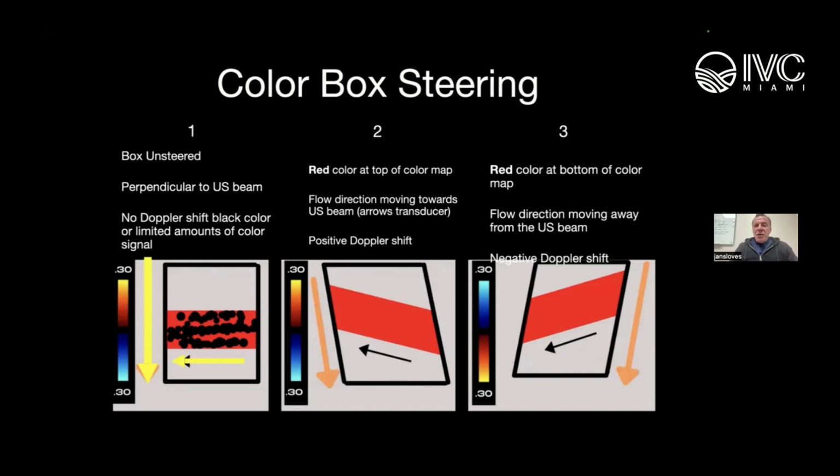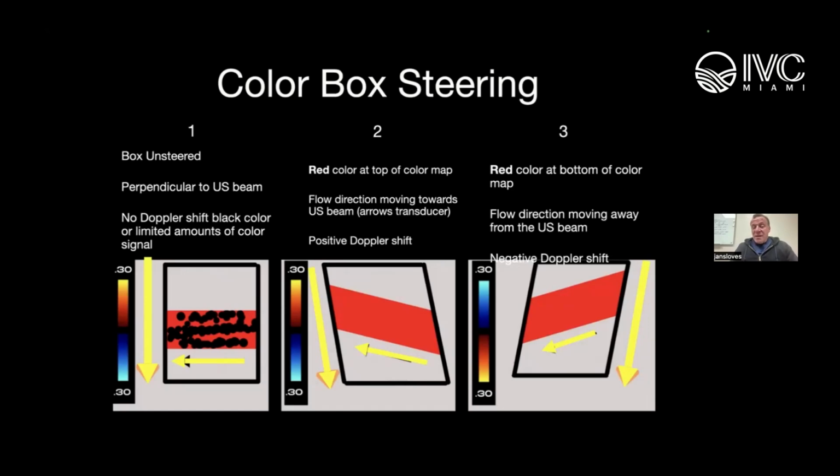In number two here we can see how the box is steered, right? The flow direction moves towards the ultrasound beam, right? So we got the vessel color coded in red and it's towards the transducer. And then here we can see that we have a negative Doppler shift. We have this vessel color coded in red. Again, red is below and blue is on the top. So again, subject to change.